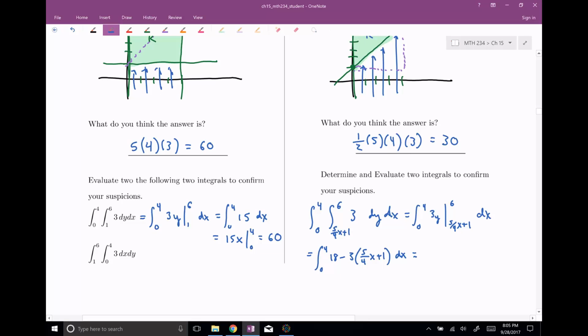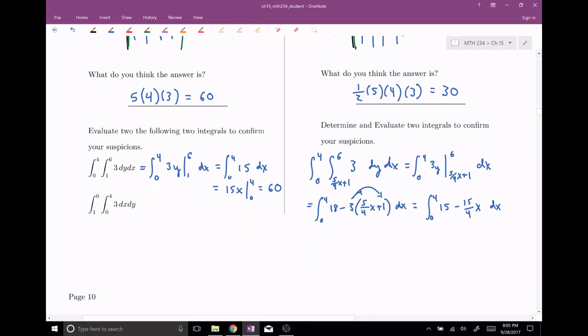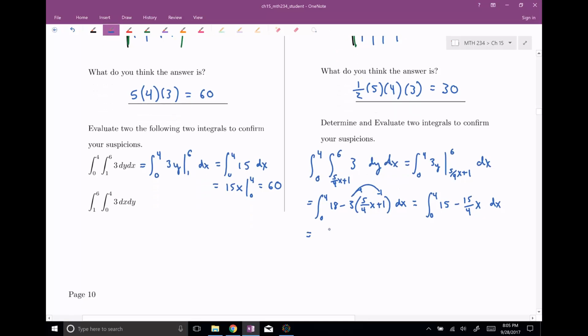Let's take one line and simplify this down a little bit. Integrating from 0 to 4, I'm going to have 18, and once I distribute this -3, I'm going to be subtracting 3. So that's going to be 15. And then I need to subtract away -3 times 5/4 x, that's going to be -15/4 x dx. There we are. Now let's integrate that with respect to x. So I'm going to have 15x minus 15/8 x squared, evaluated from 0 to 4.